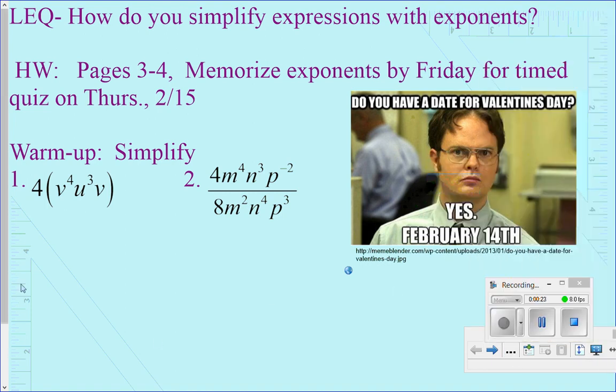So the first one, I just multiply here. Now, common student mistake would be to distribute that 4. There's no plus signs here between those terms. So don't distribute the 4. The 4 just kind of stays there.